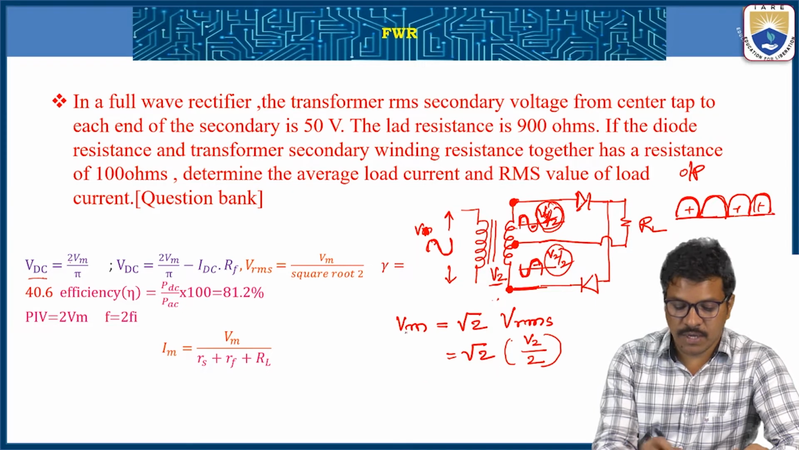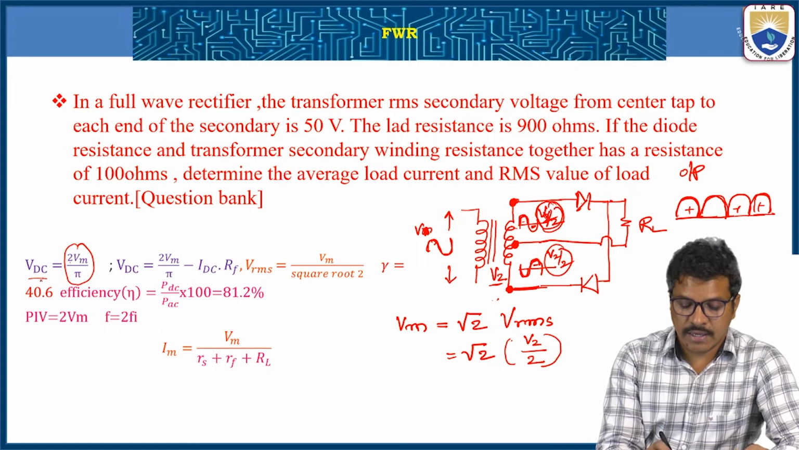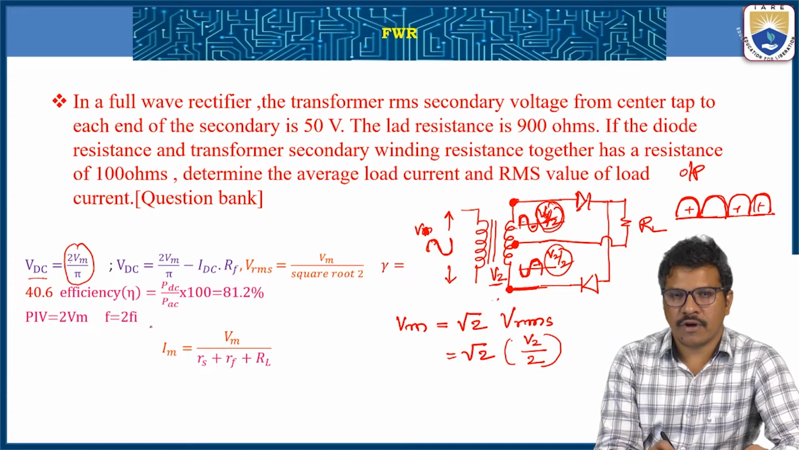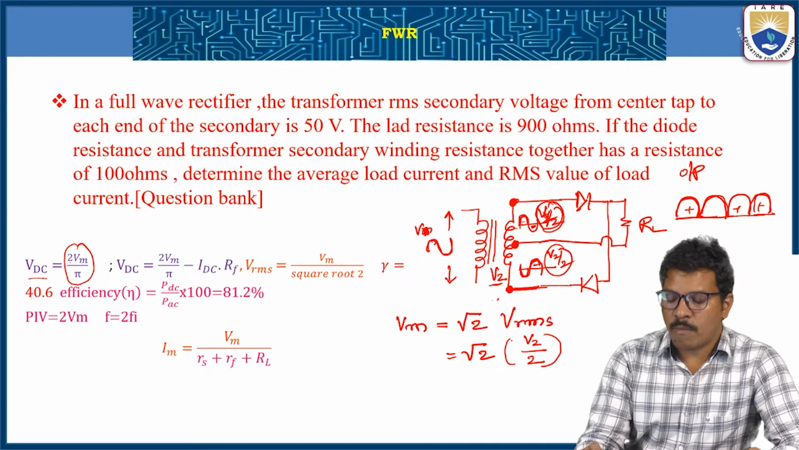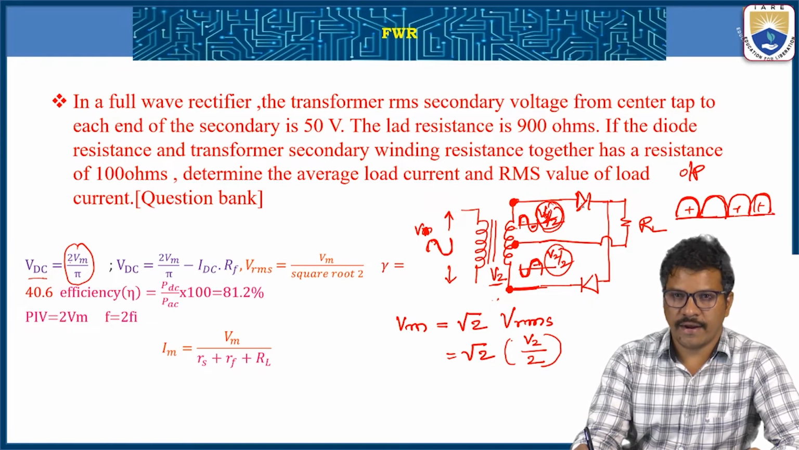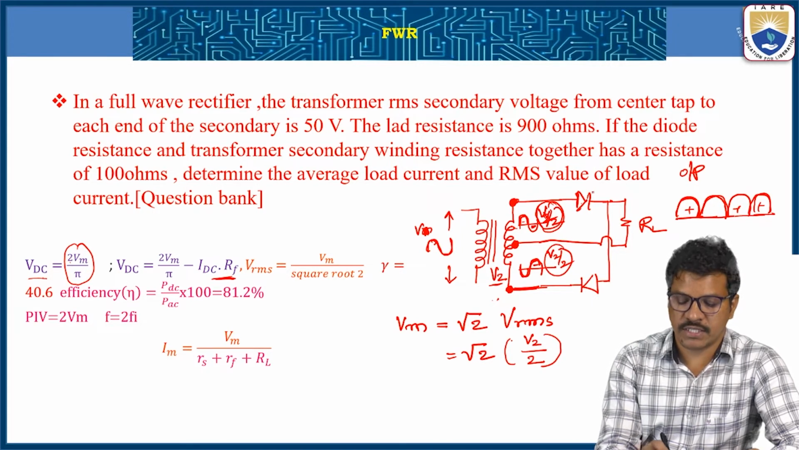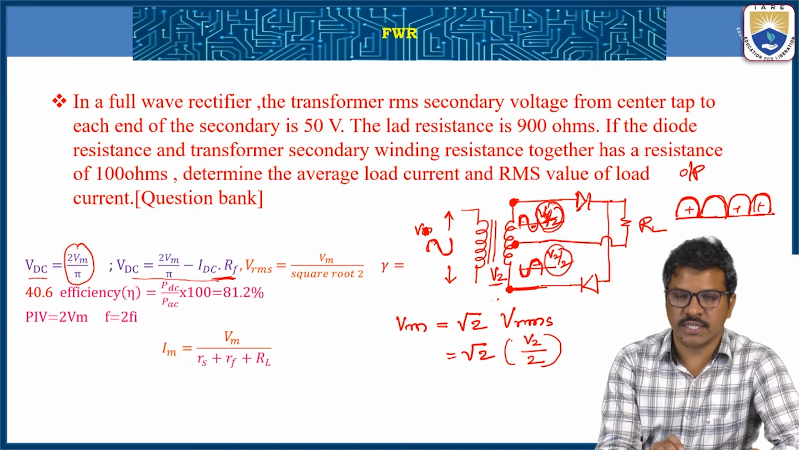So once we get this Vm, we can substitute this 2Vm by pi, then you will get VDC. Whenever the problem considers the secondary coil resistance, practical resistance, and the diode is not ideal, it has some internal forward resistance and load resistance. If we consider all those things, then we take the subtraction of the drop across the secondary coil and forward resistance. At that time, we will take this VDC in this way.